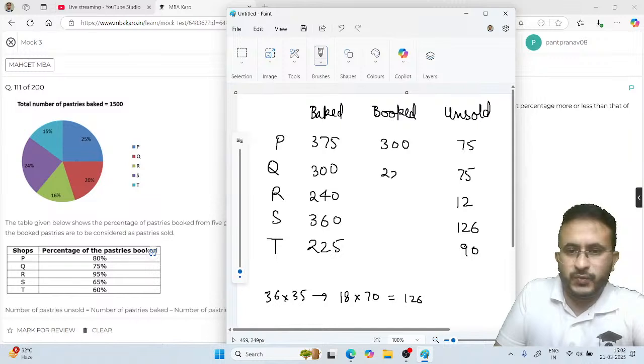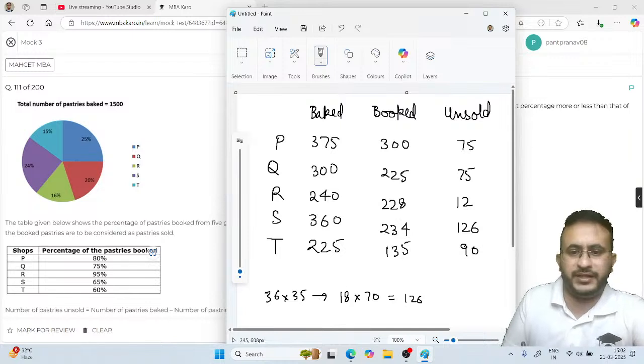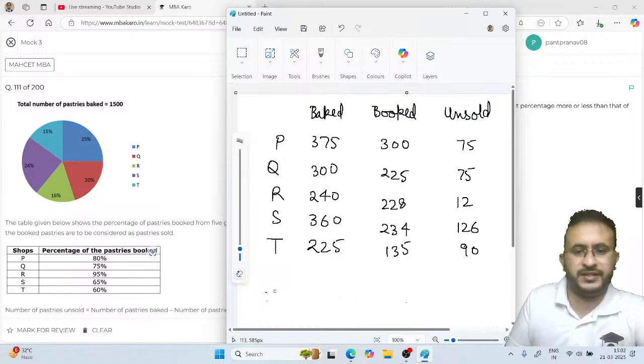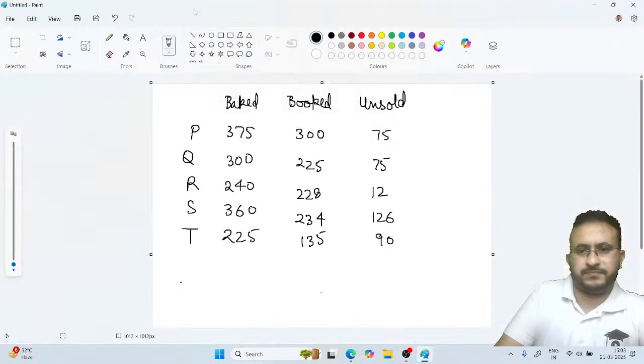300, this is 225, this is 228, 234, and this is 135, right? So these are the booked and unsold ones. Now we can answer all of these questions based on it. All these questions can now be answered. So let's check this.